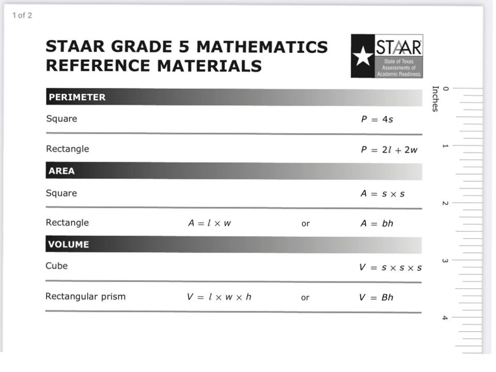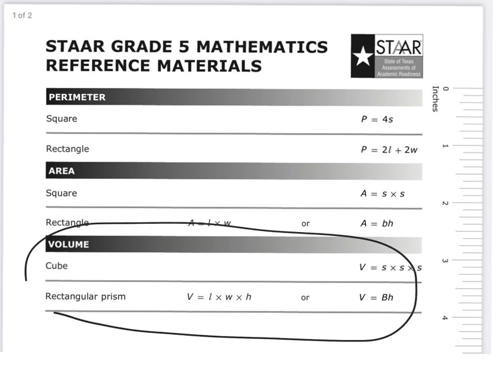Again, you'll get your reference materials or your mathematics chart out and look towards the bottom. I'll circle the bottom portion here where it's talking about volume. You're going to be looking at a couple of different formulas. One, if you look at the volume for a cube, it is S times S times S, or side times side times side. We'll look at that here in a second.